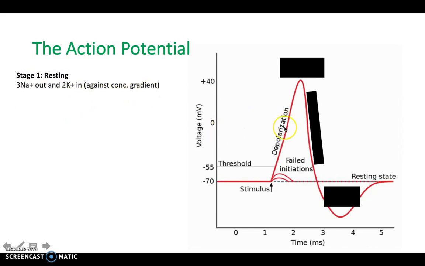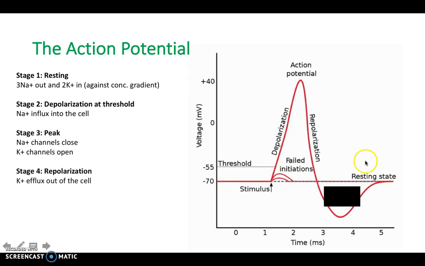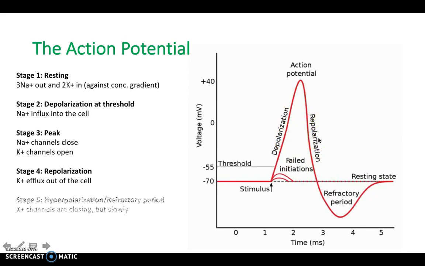So then you have depolarization. This is where you have a sodium influx into the cell, you reach your action potential, and then you need repolarization. This is when you have a potassium efflux out of the cell. And then you have a refractory period or hyperpolarization, where your potassium channels are closing, but they close so slowly they cause a dip in the membrane potential.